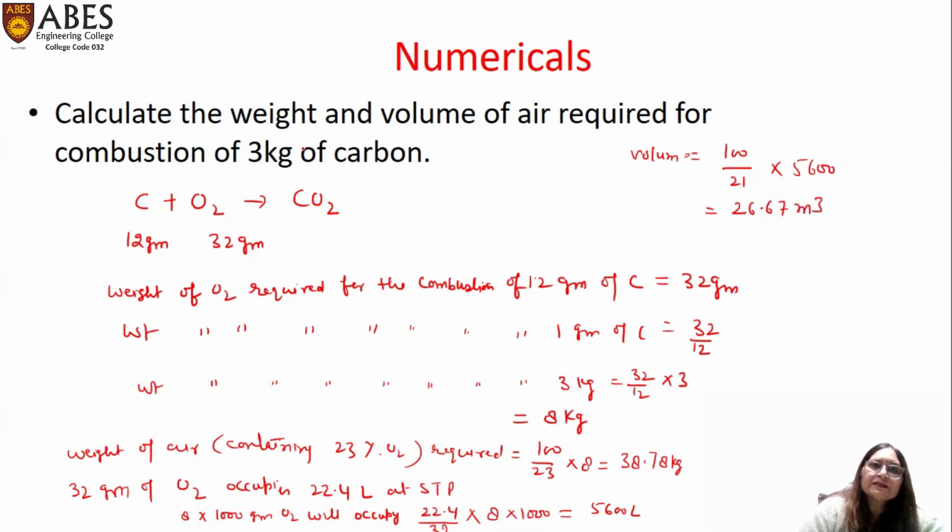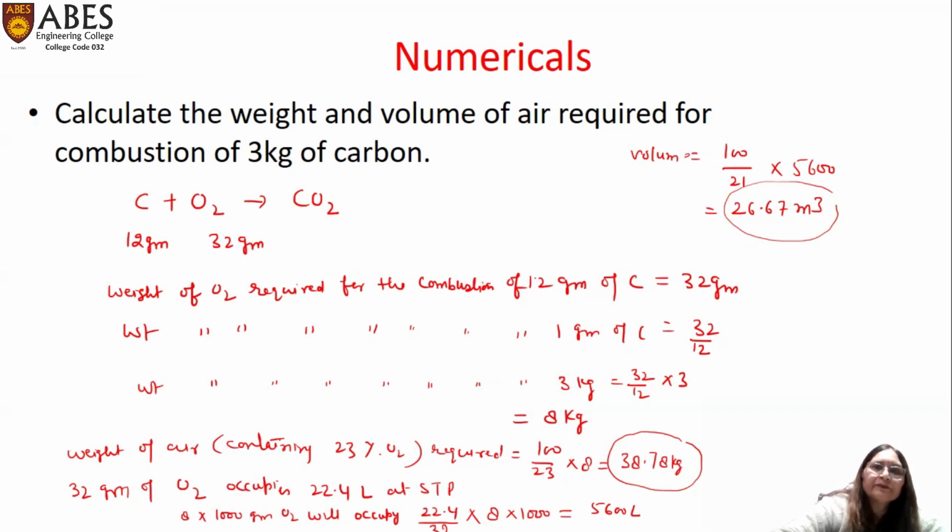Here we have two answers: according to weight, 38.78 kg, and according to volume, 26.67. This is the volume of air required for the combustion.